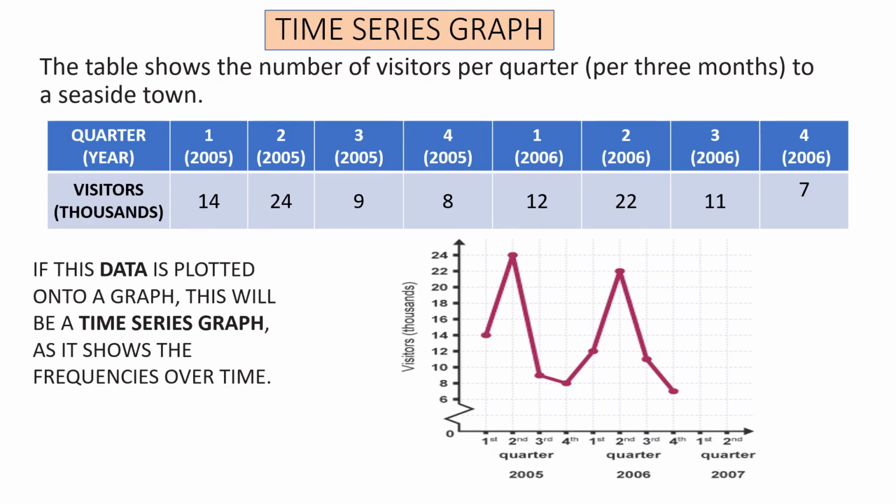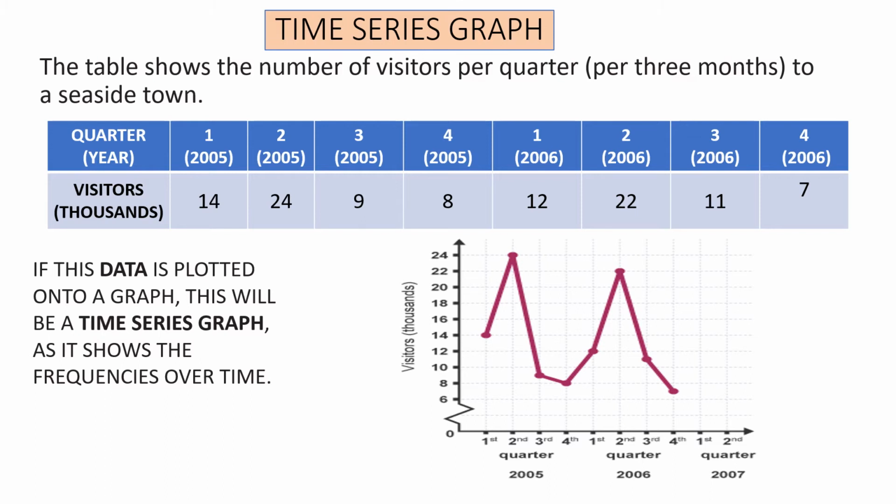Next, we are going to discuss time series graphs. The table shows the number of visitors per quarter, that is per 3 months, to a seaside town. As you can see, quarter, students, it will always have something time related: 2005, 2005, 2005, 2006. So a time is being presented, whereas it could not be seen in the previous questions. If the data is plotted into a graph, this will be a time series graph.